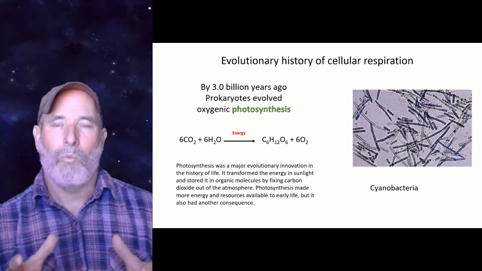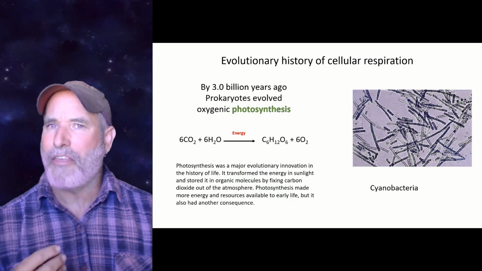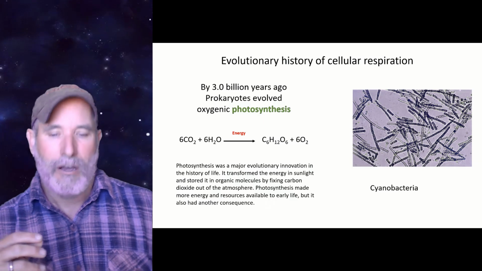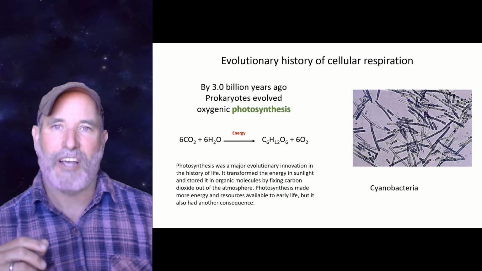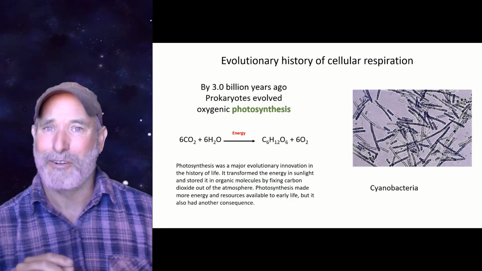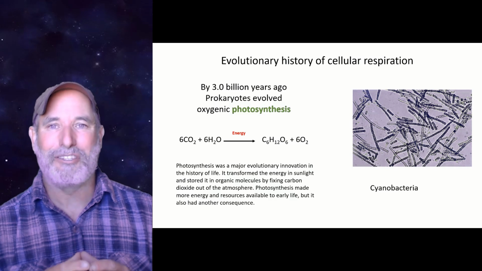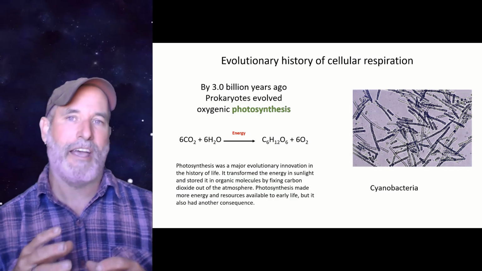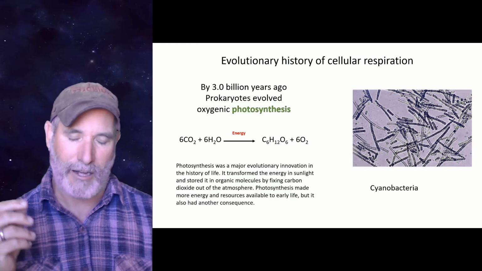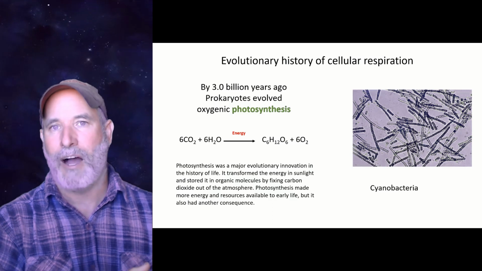Now, we're not exactly sure when photosynthesis evolved, but probably by 3 billion years ago, we have oxygenic photosynthesis from a prokaryote called a cyanobacteria. Interestingly, plants never evolved photosynthesis, but bacteria did. This was a major evolutionary innovation because these cyanobacteria took the energy in sunlight coming down, and they could take carbon dioxide and water and fix that into a carbohydrate.